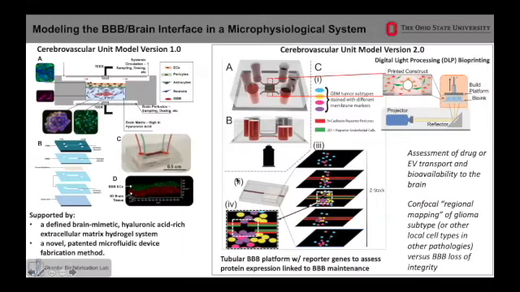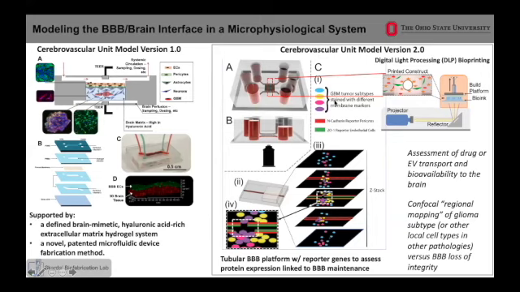And so this is just one slide from my collaborator at OSU, Alex Gardell, who was recruited to OSU to develop a biofabrication program. He has done some very exciting, nice work modeling the blood-brain barrier and brain interfaces using human-derived cells with these defined brain mimetic platforms, and also allowing study of the cerebrovascular unit.